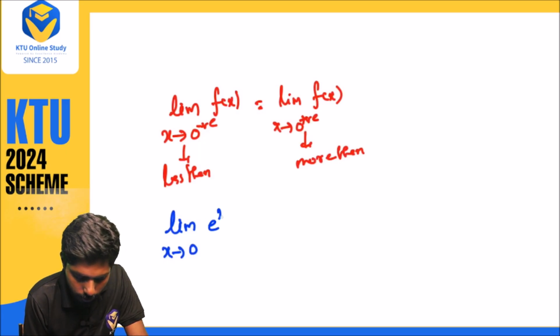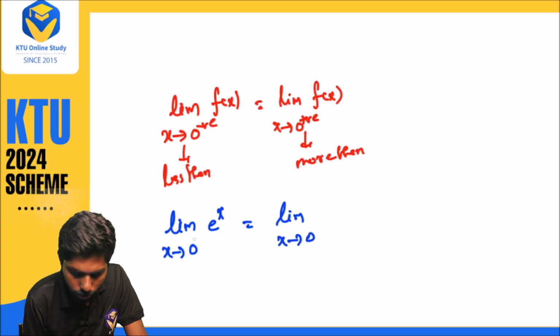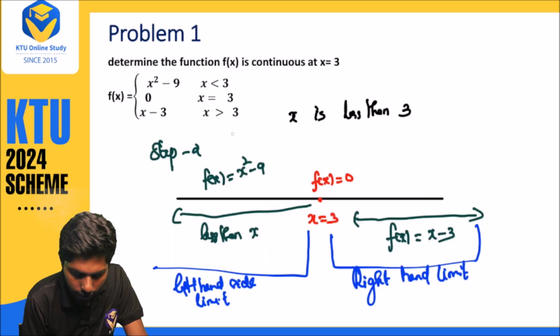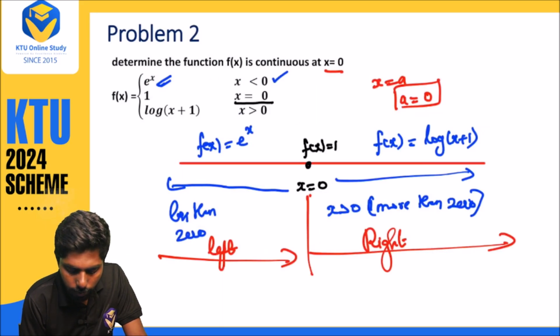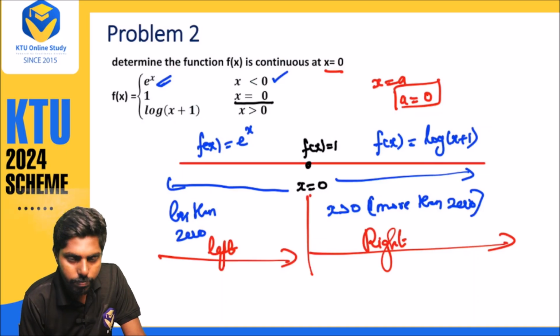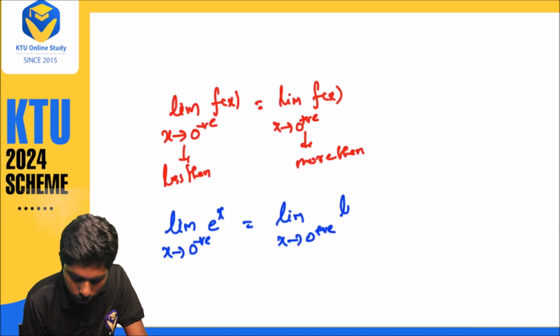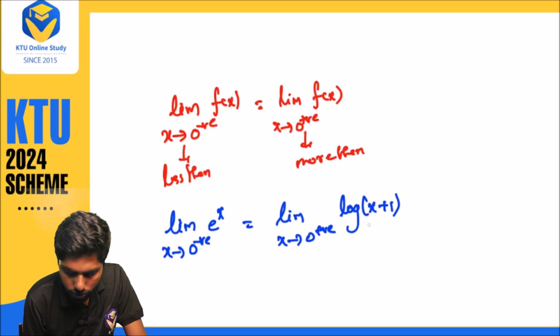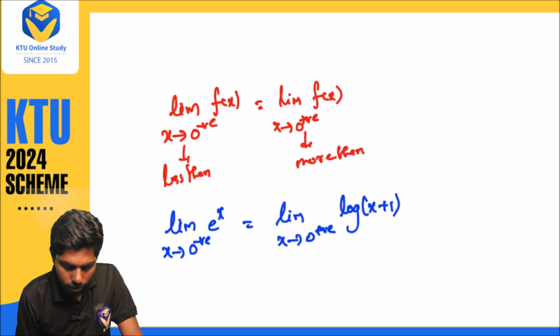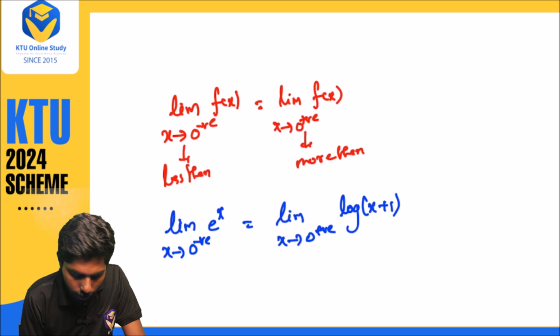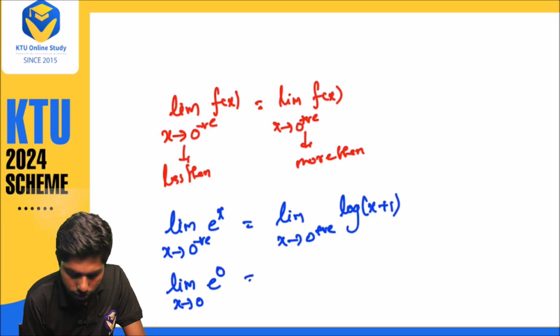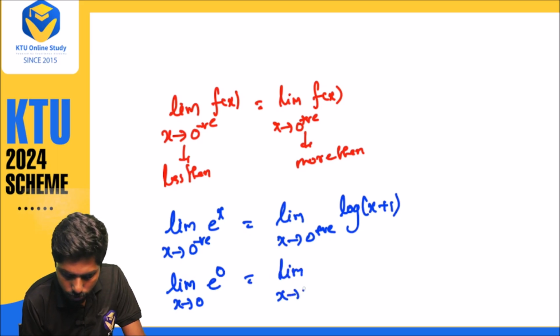So e power x is equal to the limit as x approaches 0 in the negative direction, and in the positive direction, what is they have given? From the diagram even we can say the thing, it is log x plus 1. So log x plus 1. Now apply the limit. So when you are applying the limit, what will happen? Limit x approaches 0, that is e power 0 is equal to limit x approaches 0 of log 0 plus 1.